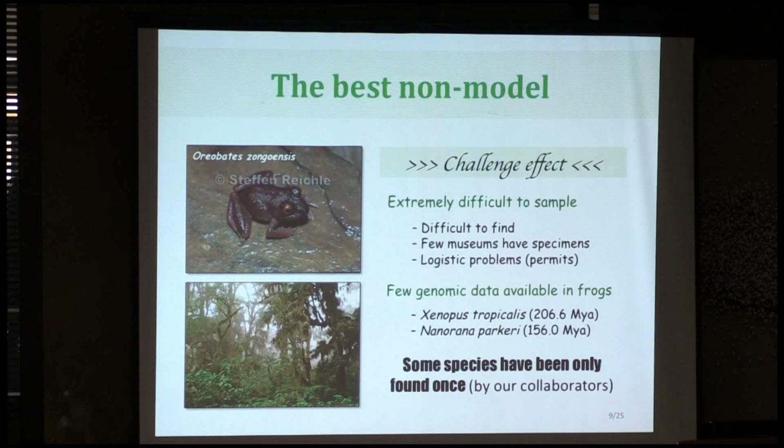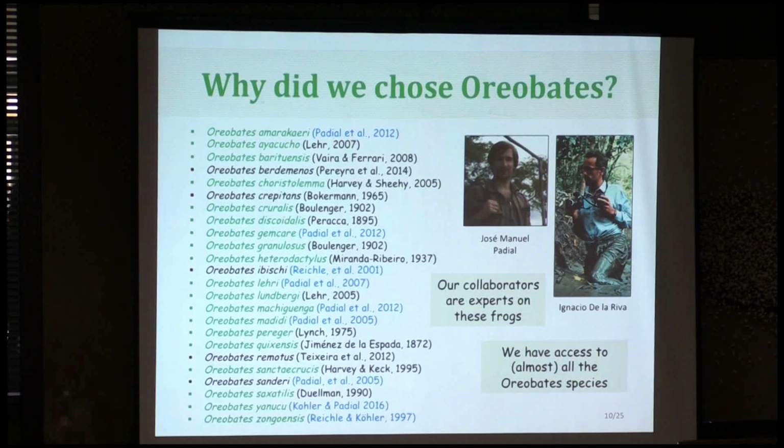What I was saying is that our collaborators here have been working with these species for the last 20 years. In blue you can see the species that our collaborators have described, so most of them have been described by our collaborators, and in green you can see the samples that we have available from our collaborators. So we have something that not many people in the world have, at least with this genus. That's why we are using these frogs.